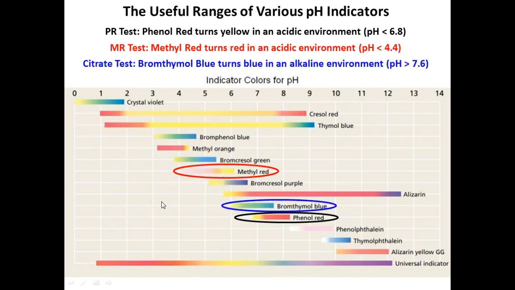The other one we use is in the citrate test. We use a pH indicator, bromothymol blue. It's blue in alkaline environments. Again, I don't really show it here, but at 7.6 and up, it's going to be blue. So you'll see even crystal violet, in acidic conditions, changes colors.